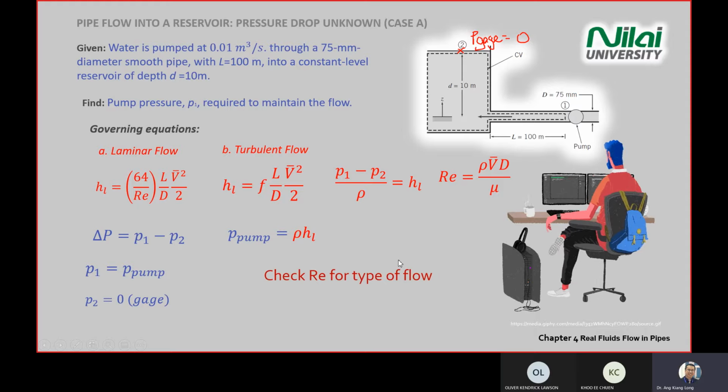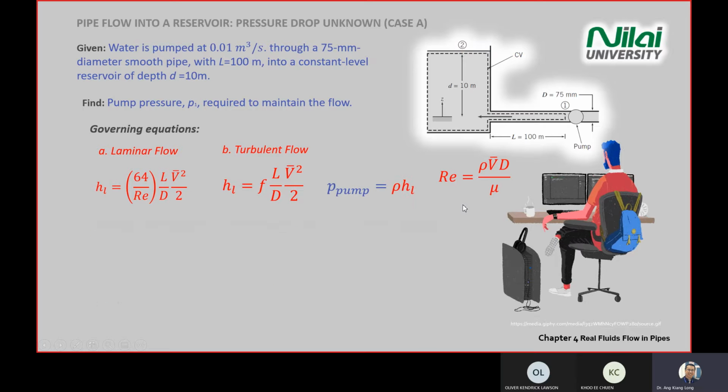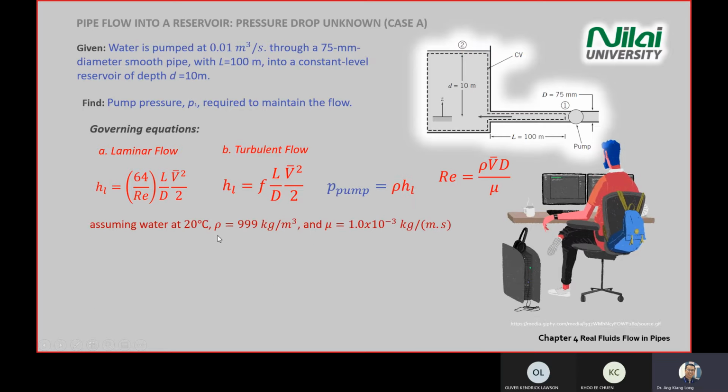All right. Then you check the Reynolds number for the type of flow. You recall the Reynolds number equation and substitute the values. Again, there's a table for water. Water parameters change according to the temperature. So we assume water at 20 degrees C. The rho will be 999 kilograms per meter cubed. Dynamic viscosity is 1 times 10 power negative 3 kilogram per meter second. This is from the table, you can refer to the appendix also.